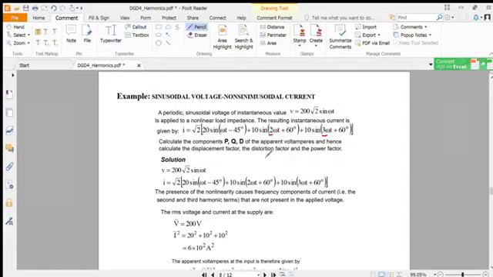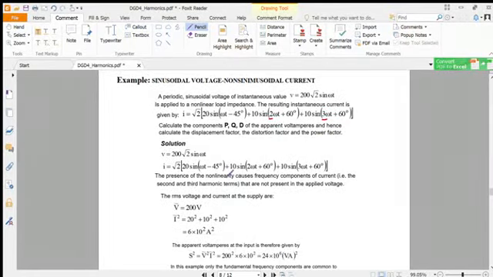So we have to calculate the real power, reactive power, and the distortion term, and also the displacement factor, distortion factor, and the power factor as well. So now let's go to the solution.